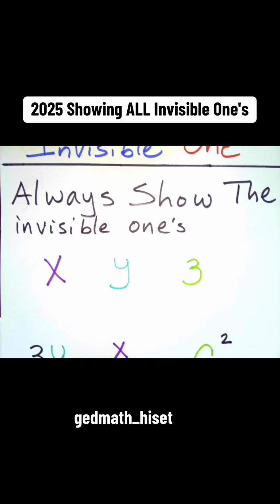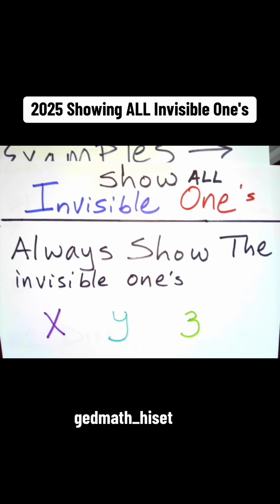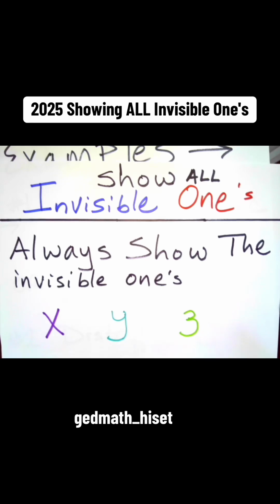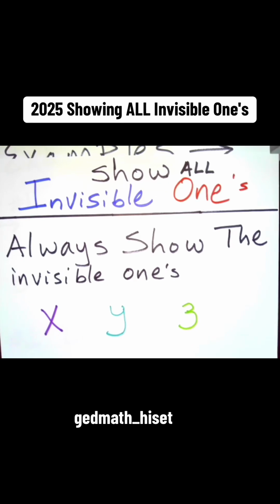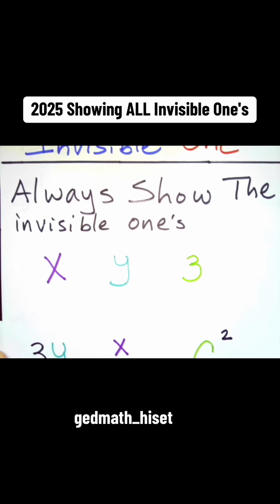One important thing that many instructors don't teach you is the invisible ones. You want to always show all of your invisible ones. This will eliminate a lot of confusion and help you to find clarity when you're working your math problems. So I'm going to try, if I can, to show you some examples of everywhere you'll find these invisible ones.